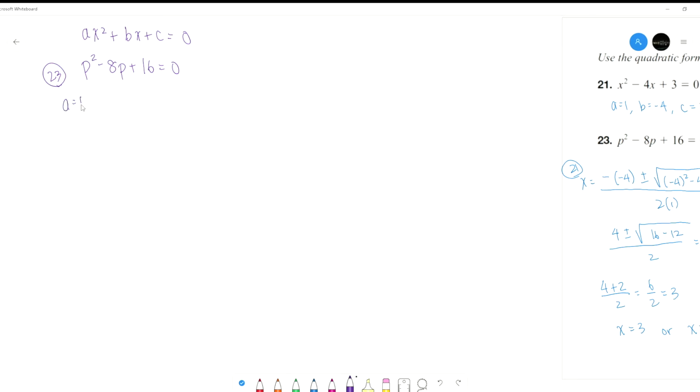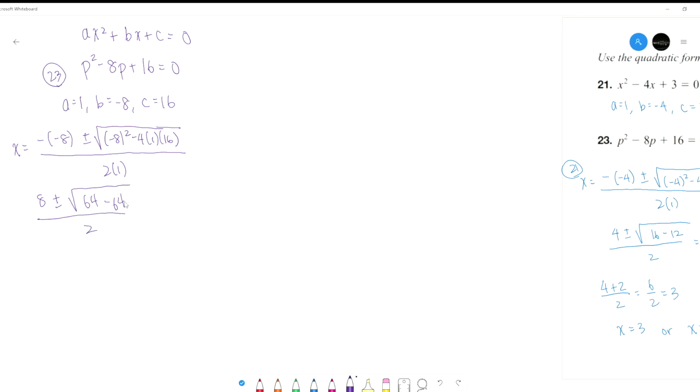All right, so I have a is equal to 1, b is equal to negative 8, c is equal to 16. So I plug it into the quadratic formula, negative b plus or minus the square root of b squared minus 4ac over 2a. So I have positive 8 plus or minus the square root of, I see that 8 squared is 64 and minus 4 times 16. That is also 64, over 2. So 64 minus 64 is 0, right? Square root of 0 is 0. So you're doing 8 plus or minus 0 over 2.